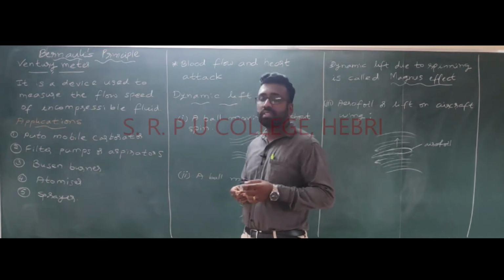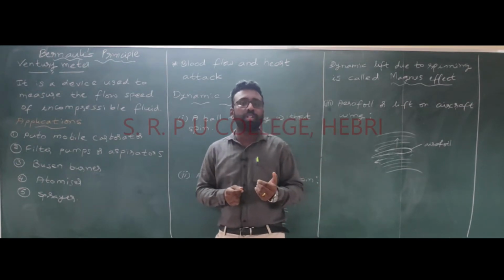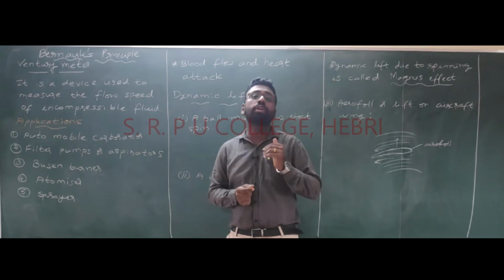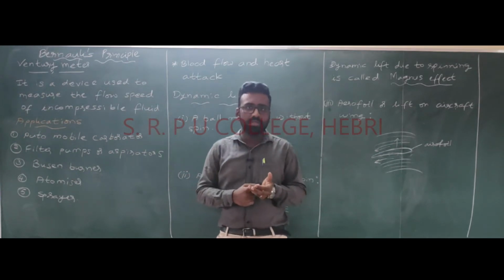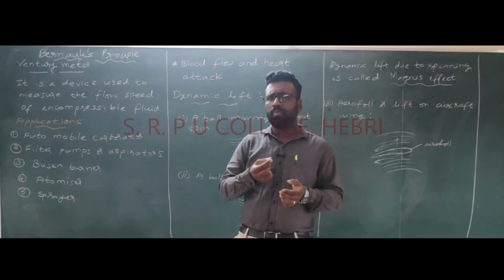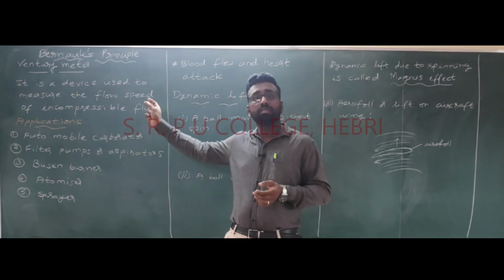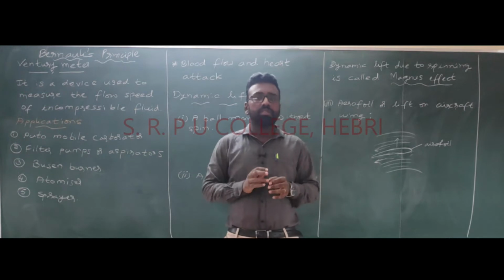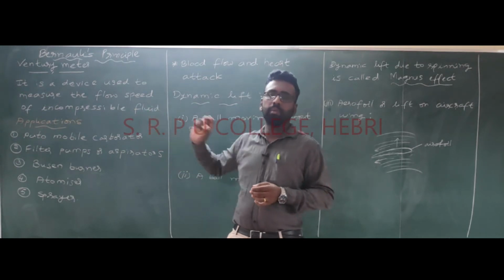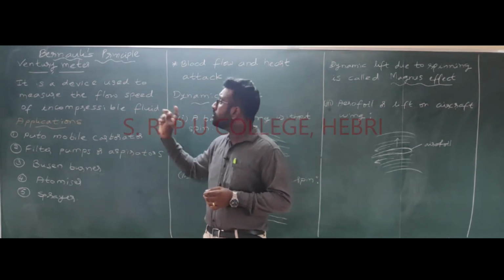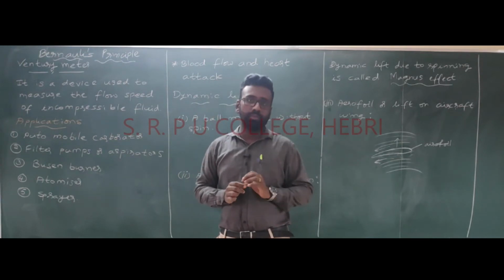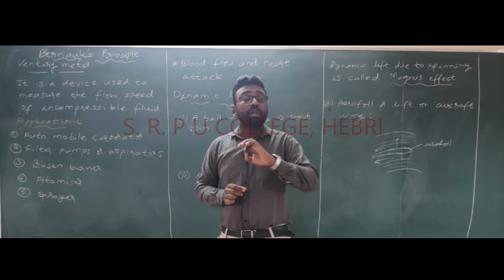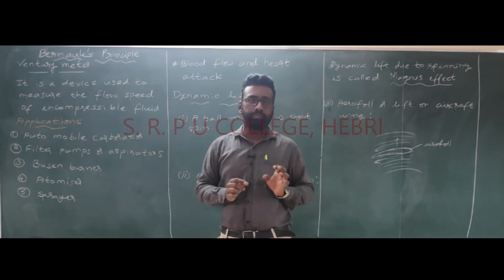A venturimeter is a device which is used to measure the speed of fluid flow. This part is not in your syllabus, and there is less chance of getting questions from it, but still, for your understanding, I'll explain a bit about it. The venturimeter is used to measure the flow, or the speed, of a flowing fluid.